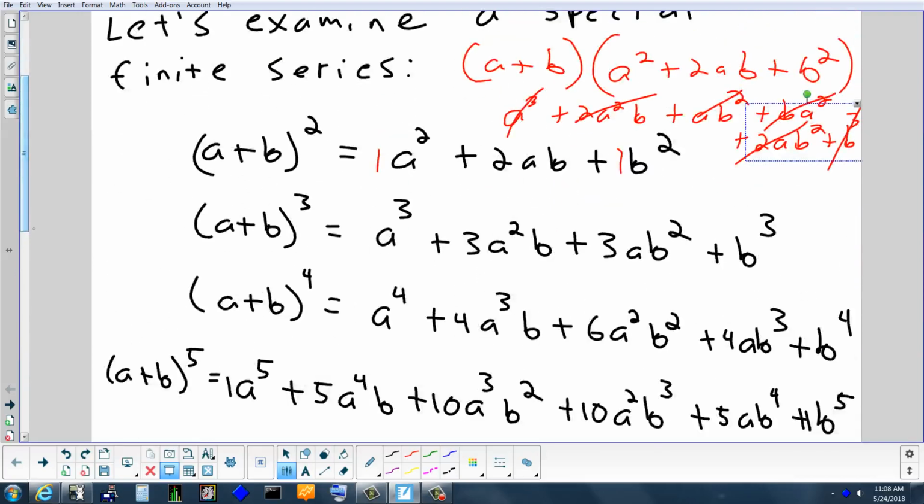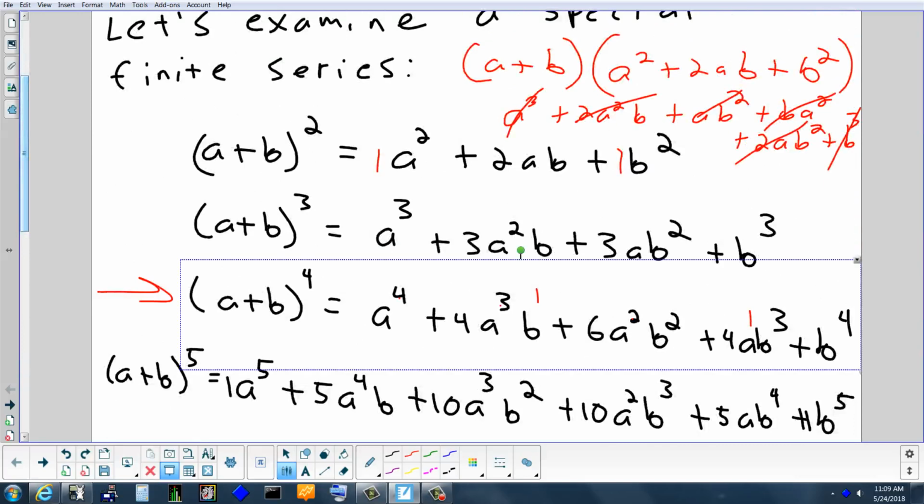A couple other patterns. If you look at, let's just look at this one. Look at the A. It starts out a to the fourth, then you get an a to the third, a to the second, a to the first, and then the a is gone. And with the b's, it's just the reverse. There is no b, and then b to the first, b to the second, b to the third, b to the fourth. So it's like the first letter starts at the highest power and goes down. The second letter starts at the lowest power and goes up.